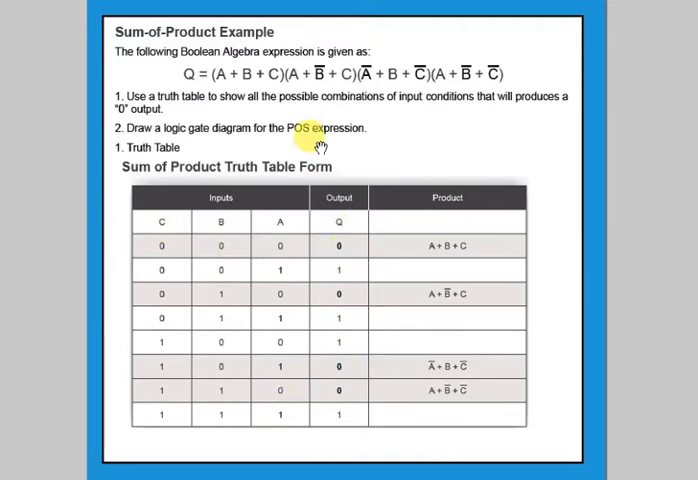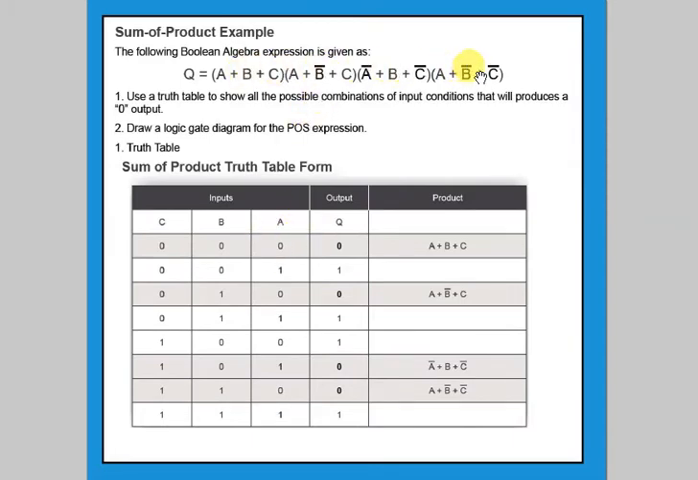0 0 0. If you put 0 0 0 in all these cases, what do we get? 0. Let's do one example. A 0, B 0, C 0 means 0 plus 0 plus 0 is 0. The first term is coming 0, which means everything is now 0. Whatever you get from the other terms doesn't make any difference, so it is 0.